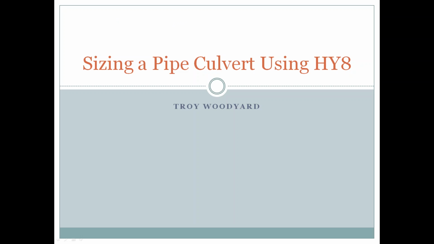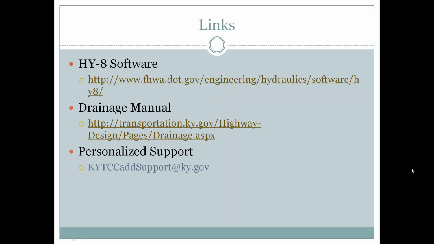All right, so like Chris mentioned, we're going to be looking at sizing a pipe culvert using HY8. And he also mentioned that we have the handouts of the presentation available. The reason we did that was there are some links that you might find helpful, so that you're not furiously scrambling to write these down. HY8 is a culvert design software from FHWA, and it's a free program, but if you're a cabinet employee, it won't come automatically installed on your machine, so you'll have to go to this website and download it.